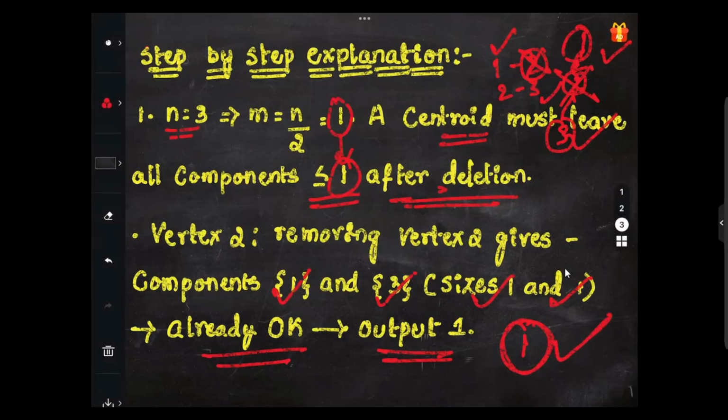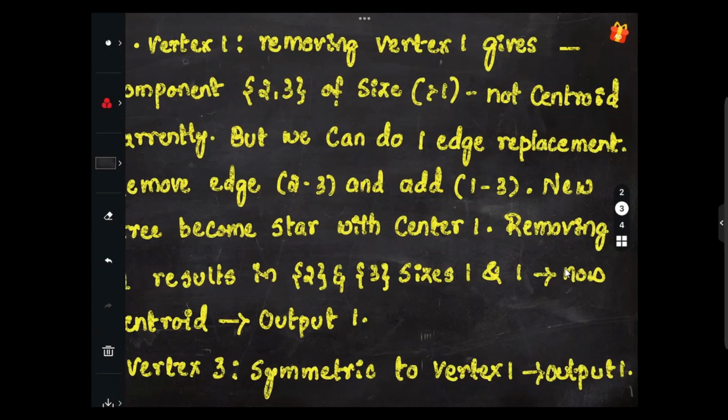Now let's move on with vertex 1. Removing vertex 1, see here, we have 1, 2, 3. Removing vertex 1 gives the component 2, 3, which we can consider at once. This is still connected and of size greater than 1. So we have got size 2, right? This is connected, and this is not a centroid currently, right?